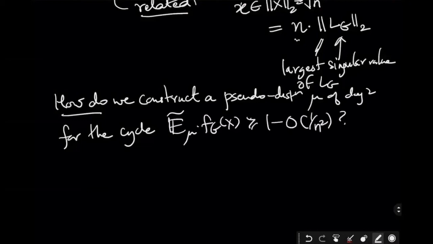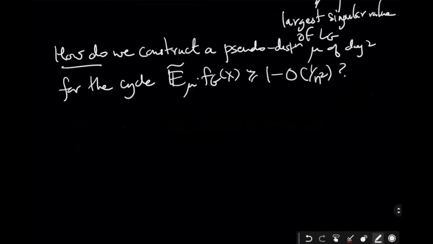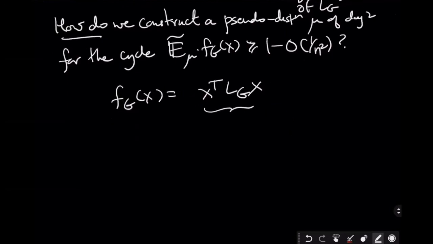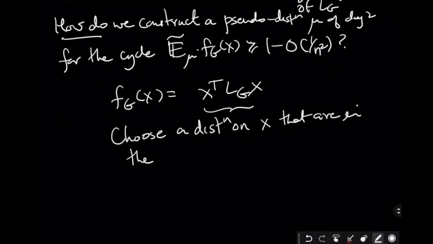Well, let's try to understand. If I wanted to construct an actual distribution, what would I do? I simply have to find vectors that take as large a value as possible. We already saw that f_G(x) was equal to x transpose L_G x, the quadratic form. So if I want to maximize this, I should choose vectors x that take as large a value of this quadratic form as possible, clearly. And so in particular, I should choose a distribution on x that are in the largest eigenspace of L sub G.